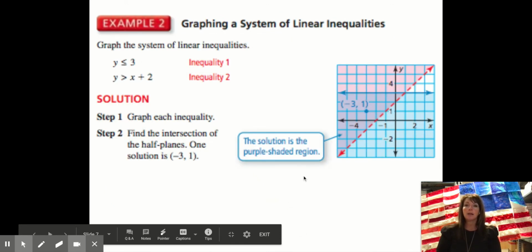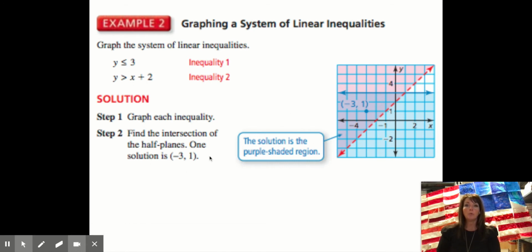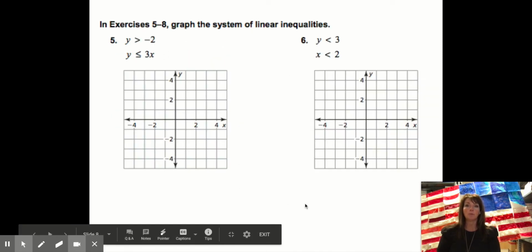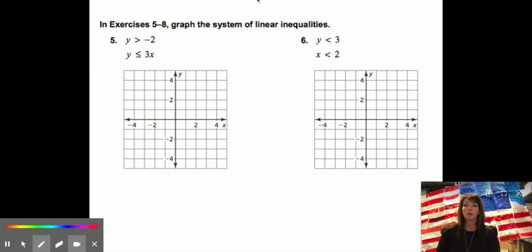All right, so here's how we do this. And again, purple, and then you want to always find some place or some point where they overlap and check it for both of them. That's how you can check it for both of them, just like we did in example 1. So I will do number 5.